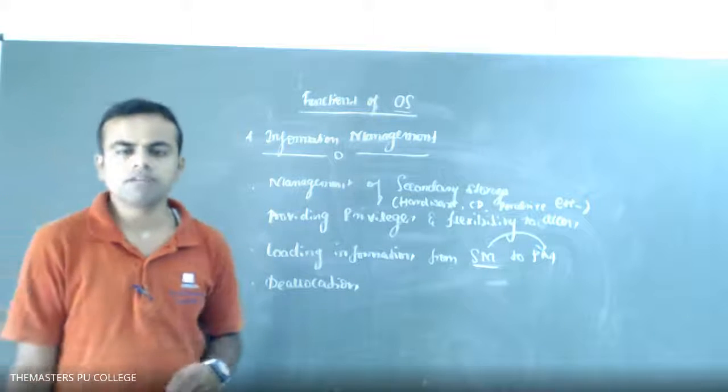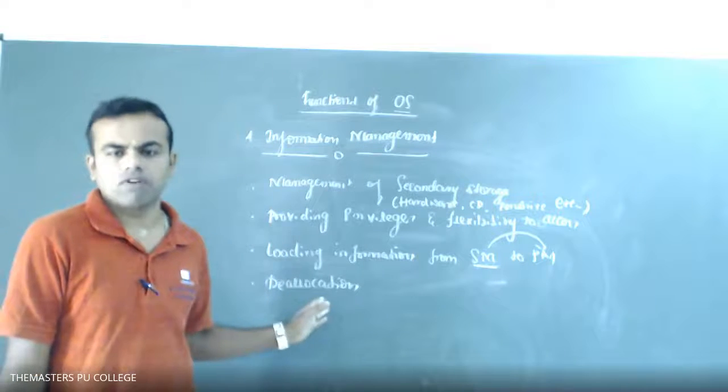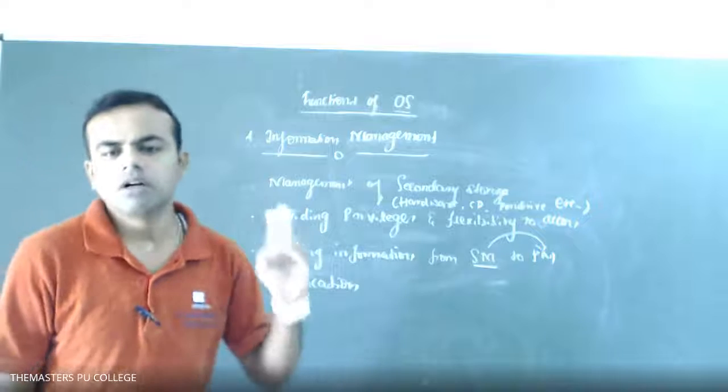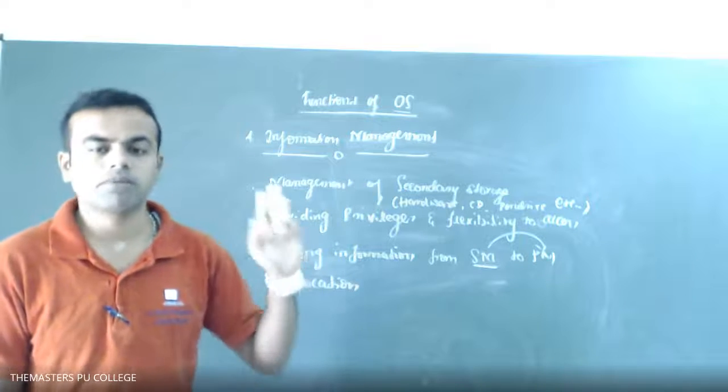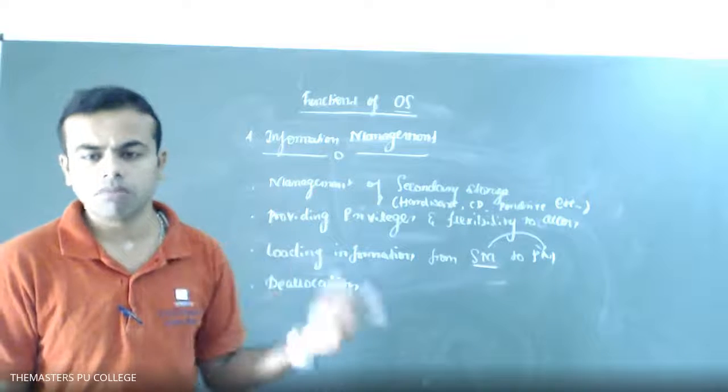Is that clear, everyone? Okay, so functions of operating system, types of operating system: single user single tasking operating system, single user multitasking, and multi-user multitasking operating system.